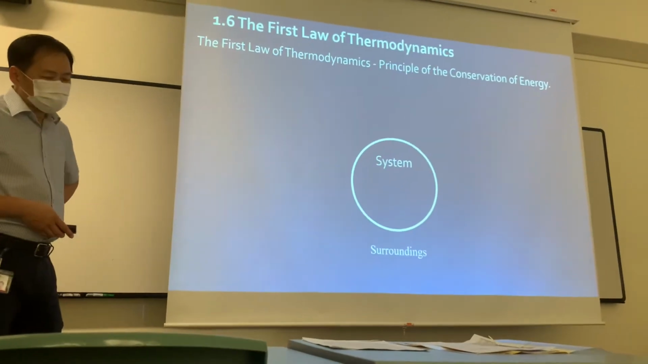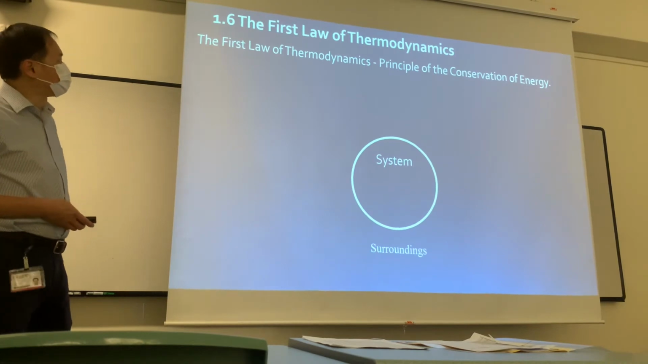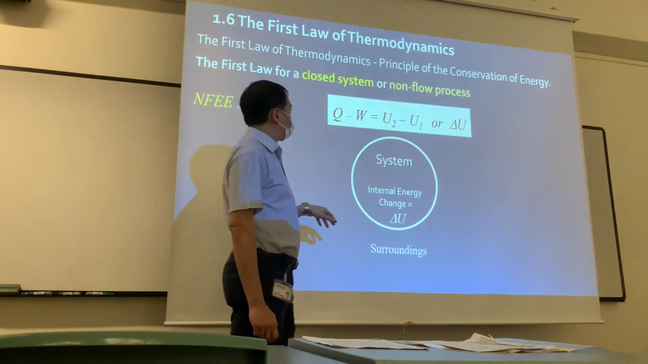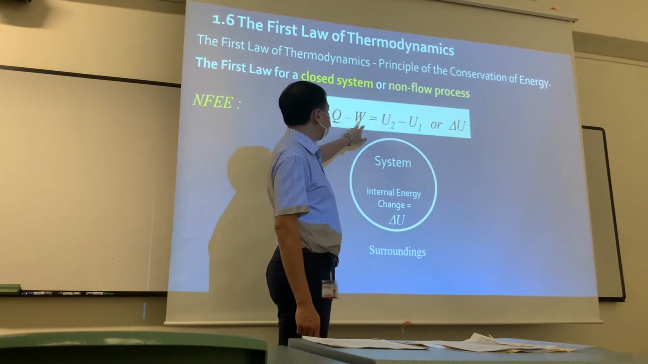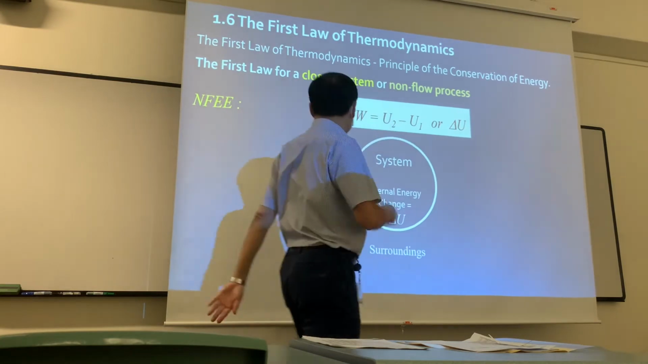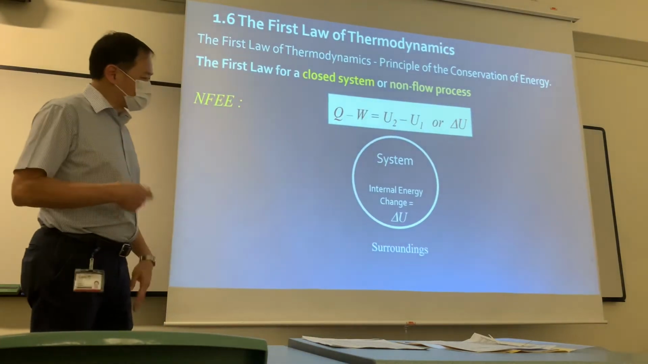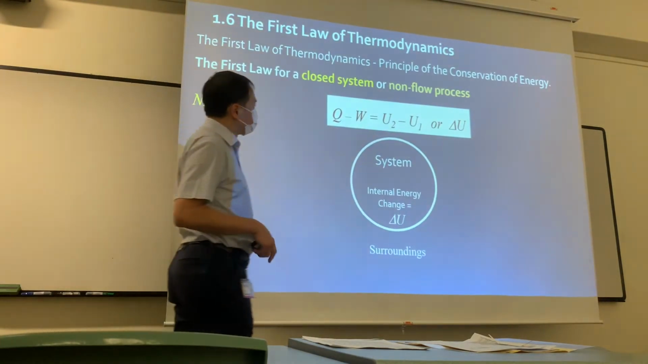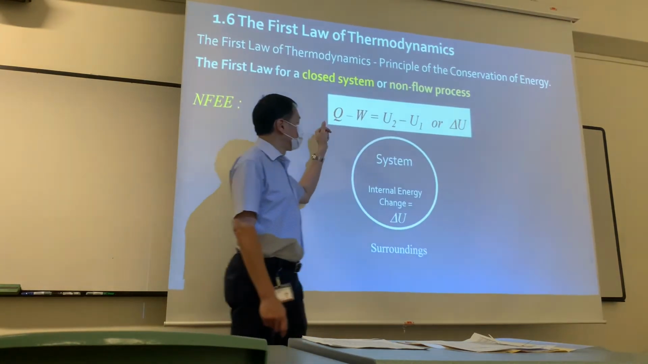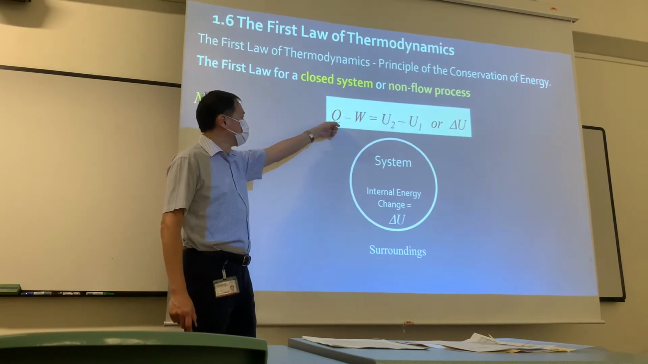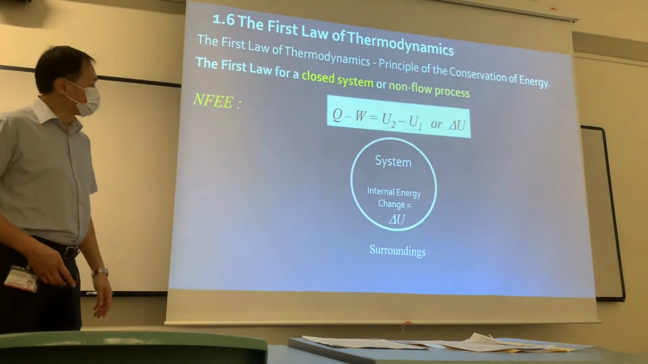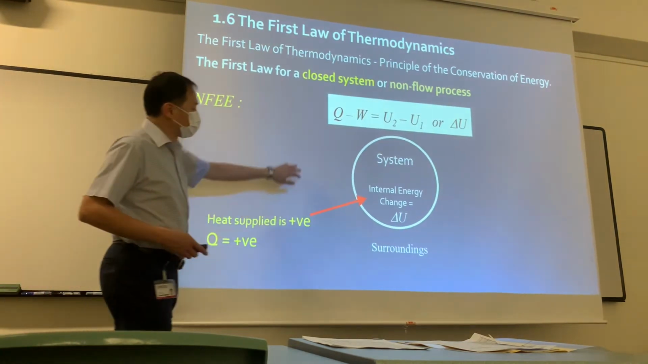But it can be converted from one form to another. So the energy can be transformed from heat energy to work done, or from heat energy to internal energy, for a closed system. If it is an open system, you have more types of energy. So I'm only talking about closed systems. There are only 3 types of energy: heat, work done, and the change of internal energy. So for a closed system, we only have these 3 types of energy.